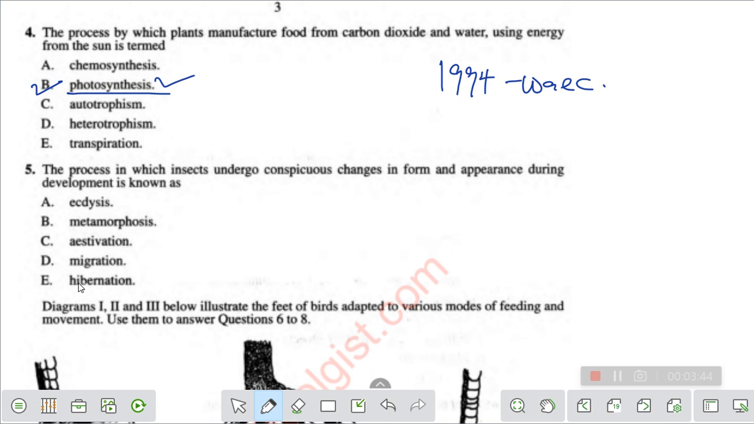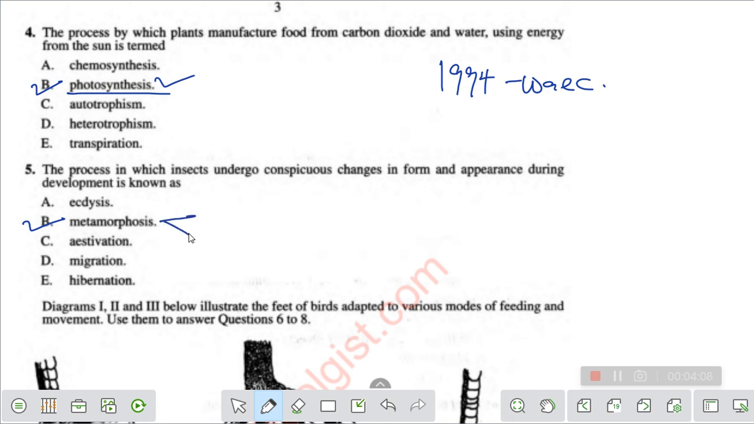Now hibernation also is a state of inactivity, for example for organisms that are poikilothermic in nature, that is, they are cold-blooded organisms, so they exhibit hibernation. Now the most appropriate answer for this question is metamorphosis, because metamorphosis is the process in which insects undergo conspicuous changes in form and appearance during development. So our answer here is option B.